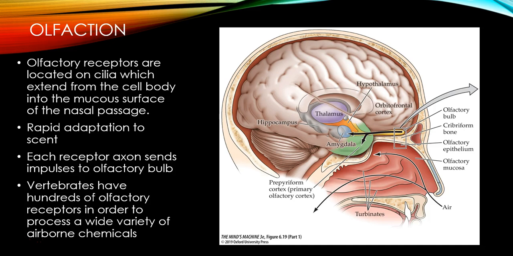So the olfactory receptors, like I said, are located on the cilia and extend from the cell body into the nasal passages, right in here. I've already said the rapid adaptation to scent. Each receptor sends impulses then to the olfactory bulb. Okay, so here's the olfactory bulb right here. And as I said, vertebrates have hundreds of olfactory receptors to process such a wide variety of airborne chemicals that we can smell.